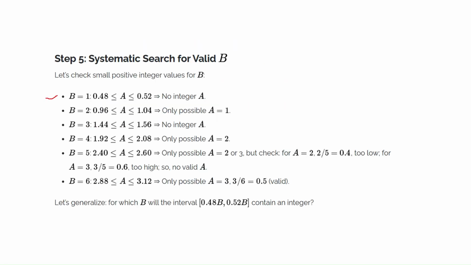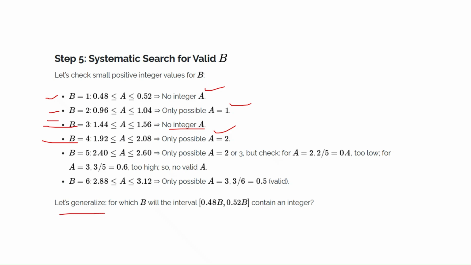So we plug in some values, b equal to 1, 2, 3, and so on, to check whether there are any values of a that satisfy this condition. For b equal to 1, there's no integer a. For b equal to 2, we find that a equal to 1 satisfies it. For b equal to 3, there is no integer value of a. Similarly, for b equal to 4, there is one integer value of a.